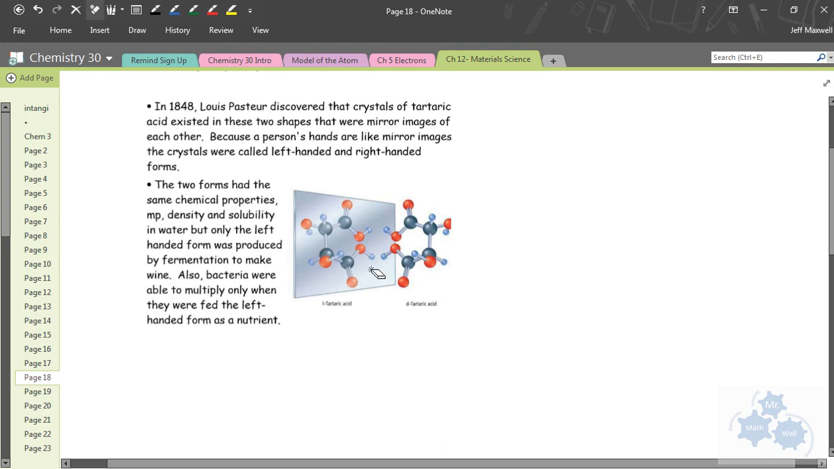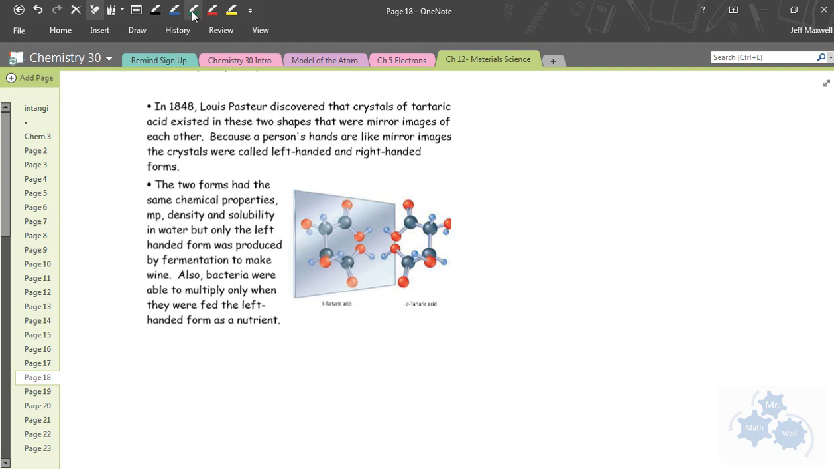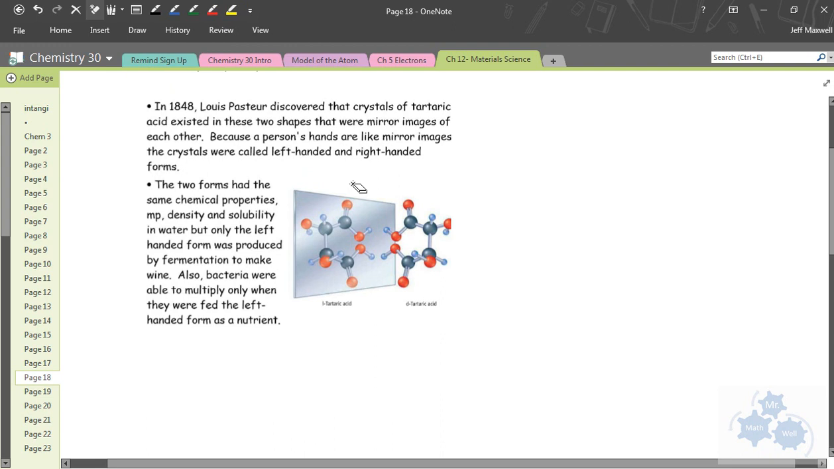All right, so there's a picture of the mirror image right there. It's a better three-dimensional drawing than I could draw. Louis Pasteur discovered that crystals of tartaric acid existed in these two shapes. They're mirror images of each other, because a person's hands are like mirror images of each other. I showed you one hand, right? But if you look at both of your hands in front of your face, they are mirror images of each other. And because of that, they're called left-handed and right-handed. So your left hand and your right hand are different, right?